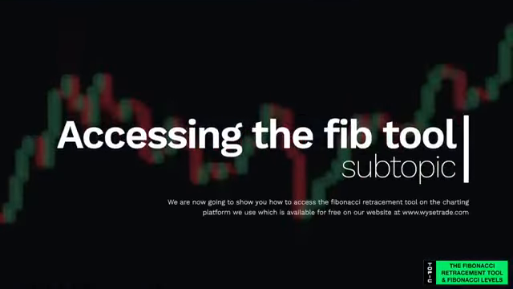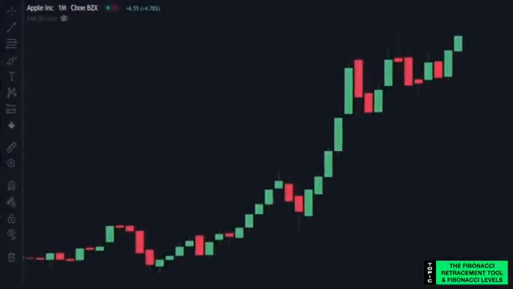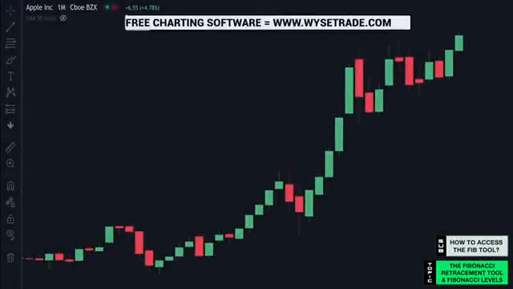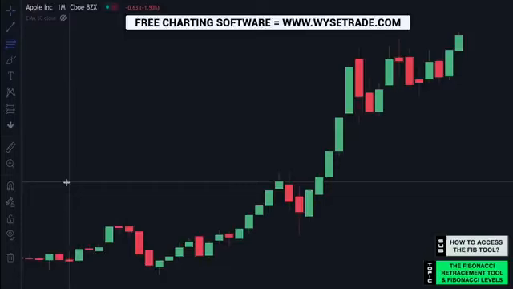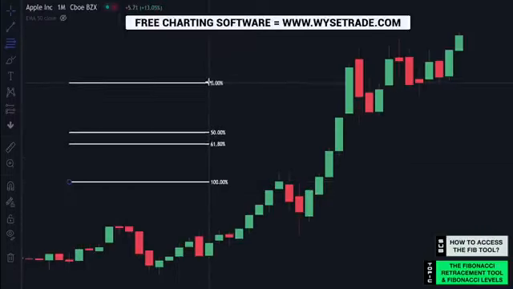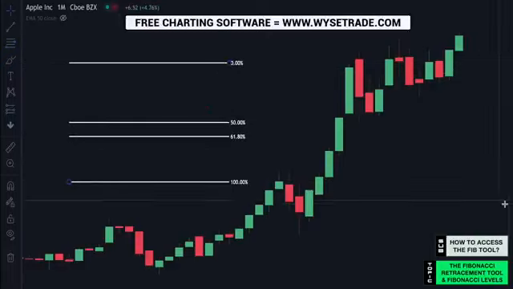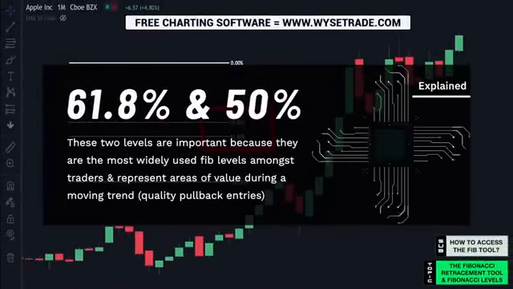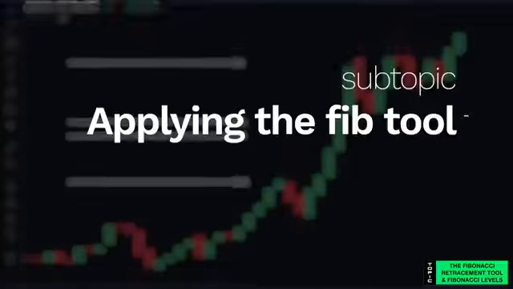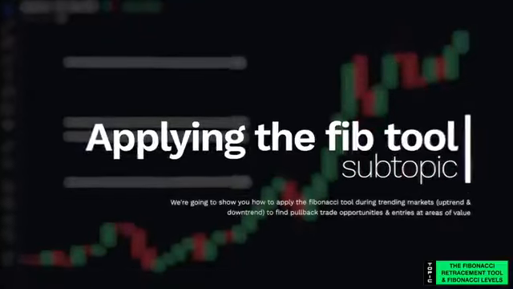Let's now access the Fibonacci tool. To access the Fibonacci retracement tool, click this button here on the left. Scroll down and click Fib retracement right here. Now to use it, click on the chart, drag the tool upwards, and then click again to lock it in. Then to the right, your Fibonacci retracement levels will appear. Now these levels are important because they are the most widely used Fib levels by traders and represent areas of value within a moving trend. So let's go through how to apply the Fibonacci tool right on the charts.